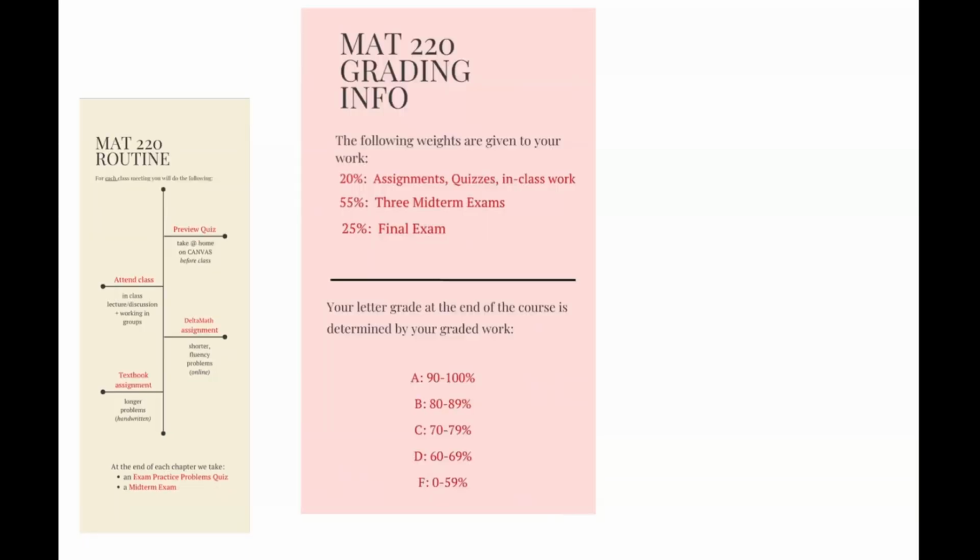So how are your grades determined? This is the breakdown. 20% of your grade will be based on homework, assignments and quizzes, and some in-class work. And then, of course, the bulk of your grade will be determined by exams. So you'll have 3 midterm exams, and that will be 55% of your course grade, and a final exam will be 25% of your course grade. And then a pretty standard chart for how letter grades are assigned at the end of the semester.